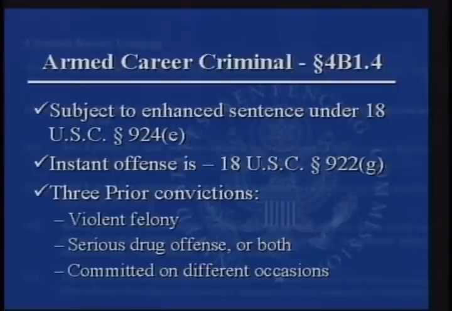Now, unlike the career offender guideline, where we provide you in the application notes definitions of controlled substance offense and crime of violence, the definitions of violent felony and serious drug offenses are found in the statute, and in the commentary to 4B1.4, we refer you back to Title 18 United States Code Section 924E for the definitions of violent felony and serious drug offense. So let's take a look at those, since they are slightly different than those for the career offenders.